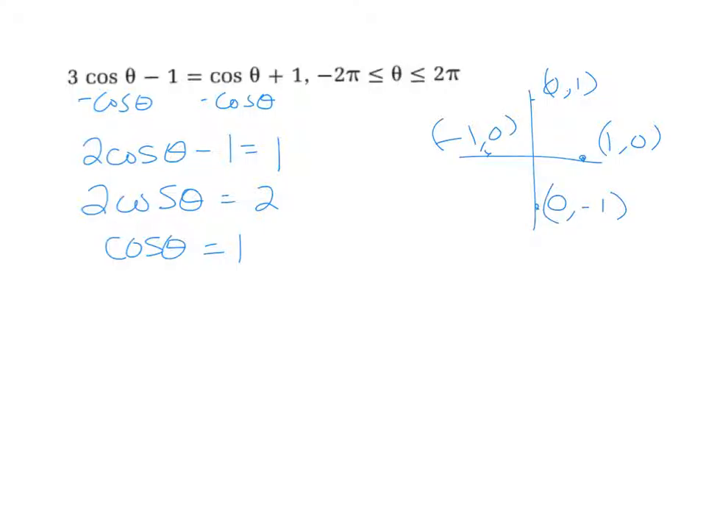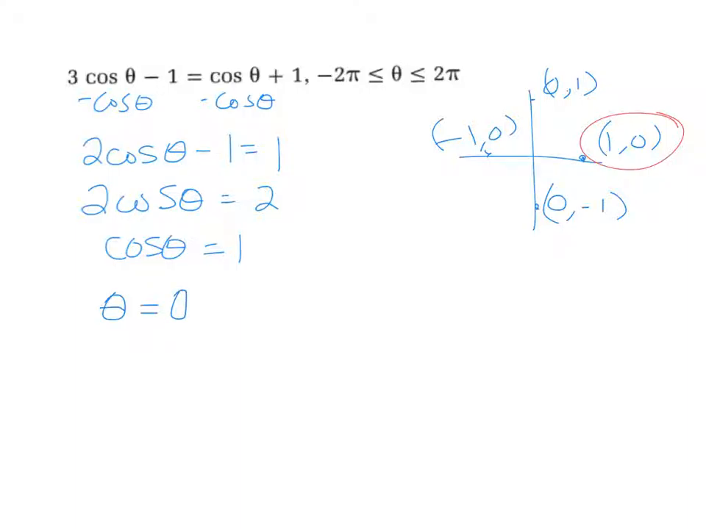So we're looking for where cosine is equal to 1. So I guess it's only right here, right? That's the only spot where the x value is equal to 1. So theta is equal to, what would you say that angle is? 0. That's one possibility, right?